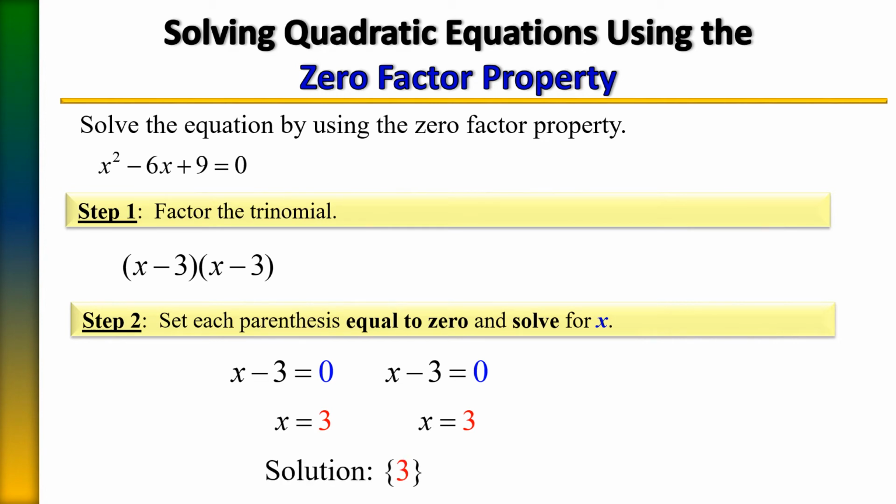We're asked what number would zero this equation out. There is only one number in the world that will zero this equation out. And that one number is 3. And there you have it. That is your solution to this quadratic equation.